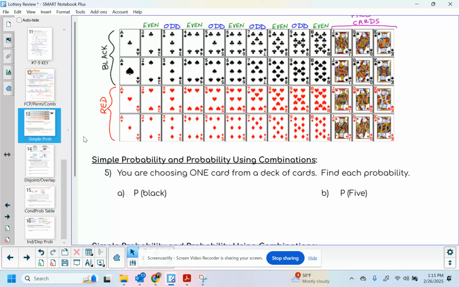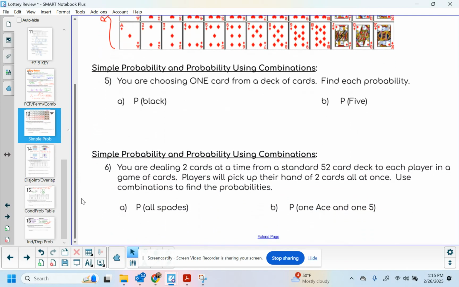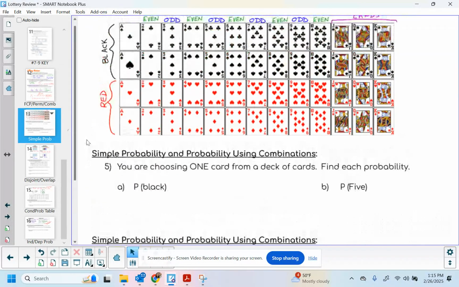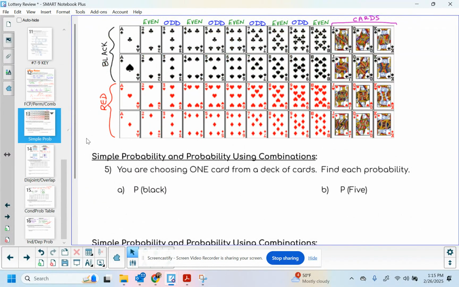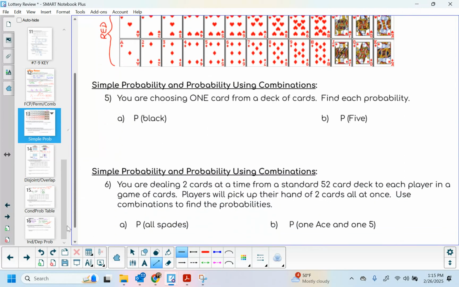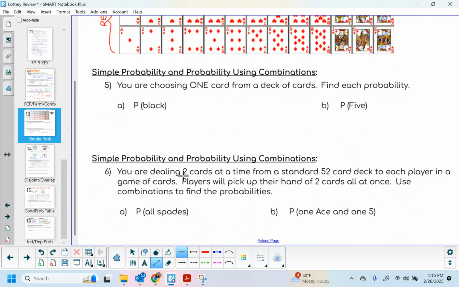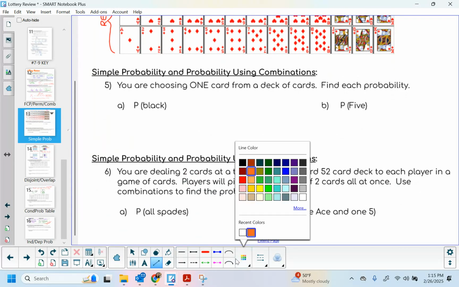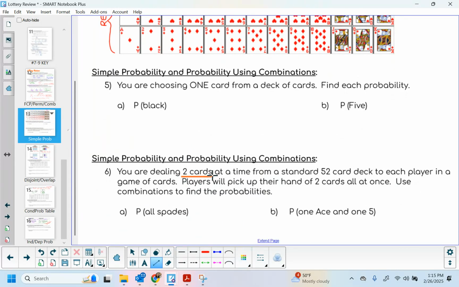Okay, for simple probability and probability using combinations, we're going to look at how many cards or how many items we are choosing. So for number 5 on our lottery review, it says that we are choosing just one card. And then for the one below it, for number 6, it says we are choosing 2 cards at a time. So 2 cards at a time are going to make a difference, and it actually also says use combinations.